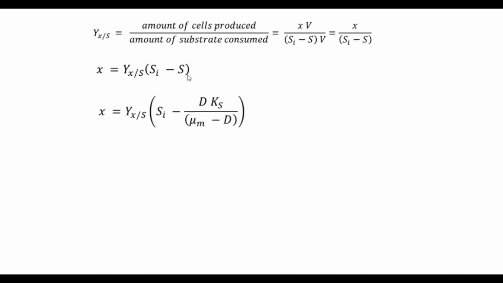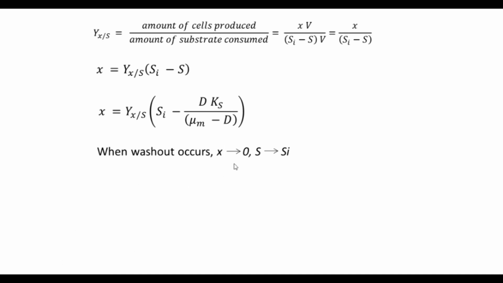And S in terms of the other parameters is D Ks by mu m minus D. That is what we derived earlier. Therefore, X equals Yxs times Si minus D Ks by mu m minus D. This is just algebra. Although it seems like a lot of steps, let's go through it. We are arriving at some interesting place.